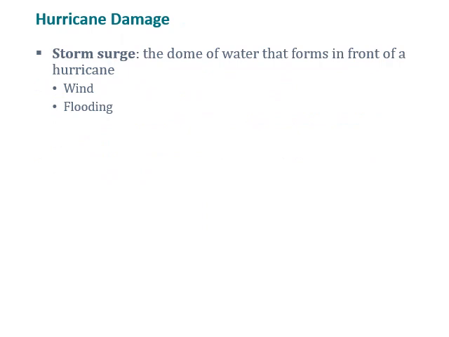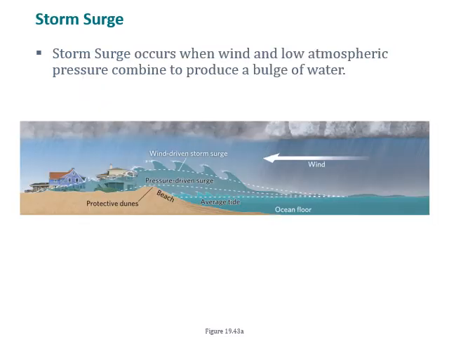Hurricanes are known to cause lots of damage to human life and property. One way that they cause damage is through storm surge. Storm surge is the dome of water that forms in front of a hurricane. It occurs when wind and low atmospheric pressure combine to produce a large bulge of water coming from the ocean and crashing over landscapes.